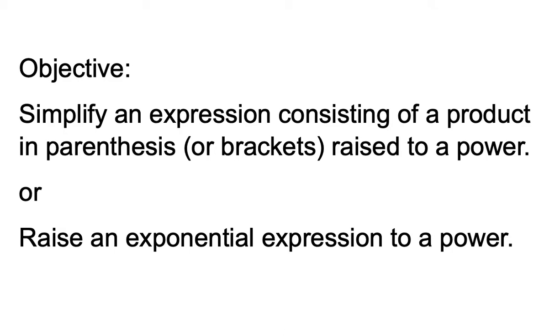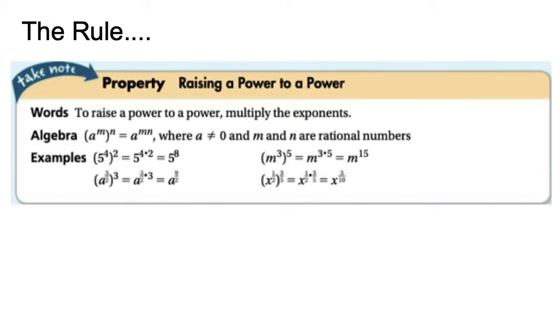Let's consider the rule. To raise a power to a power, multiply the exponents. So simply, in parentheses, a to the m raised to the n power becomes a to the m times n. So if you have parentheses, we multiply the exponent on the outside of the parentheses by the exponent on the inside of the parentheses. Or simply, if we have x to the a in parentheses being raised to the b power, that becomes x to the a times b.